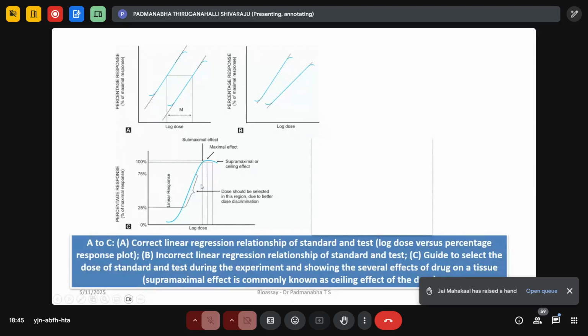So this is where the drug will be able to respond to the unknown tissue. So the unknown tissue is going to respond well at these concentrations, between 25 to 75% response.